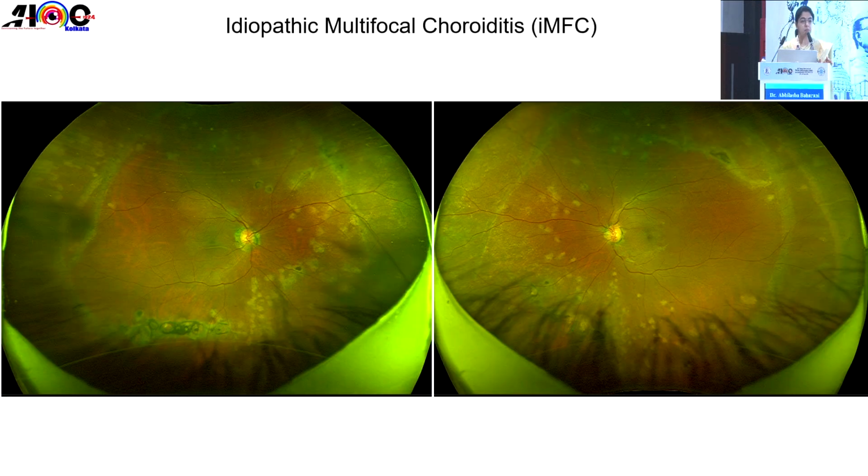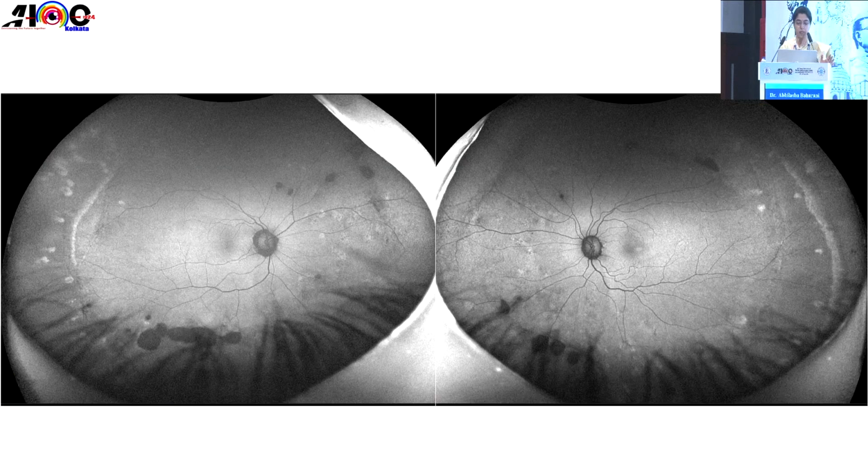Coming to idiopathic multifocal choroiditis, here, unlike PIC, patients present with vitritis, and the lesions may be in the mid-periphery as well as the far periphery. You also see these Schlegel lines, which are tension lines at the RPE, and these are very typical. This is a diagnosis of exclusion. We should rule out other granulomatous diseases like TB and sarcoid.